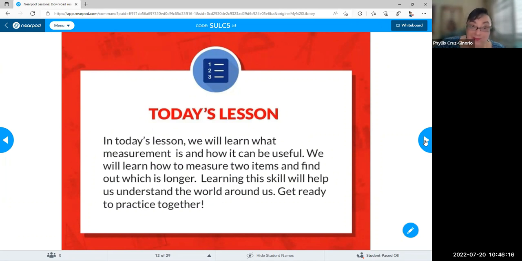So in today's lesson, we will learn what measurement is and how it can be useful to us. We will learn how to measure 2 items and find out which one is longer. Learning this skill will help us understand the world around us. And you'll use this in both science and math. Yeah, so measurement is important, super important for both math and science. You'll use it a lot. Get ready to practice together.